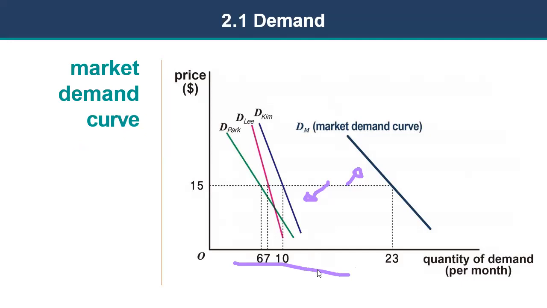So the market curve is represented by adding or summing up the quantity demanded by Mr. Park and Mr. Lee and Mr. Kim, and then we will have the market demand. Market demand is the summation of 6 plus 7 plus 10, so it's 23, and the equilibrium price here is 15. So we have 15 as the price for the quantity of 23.